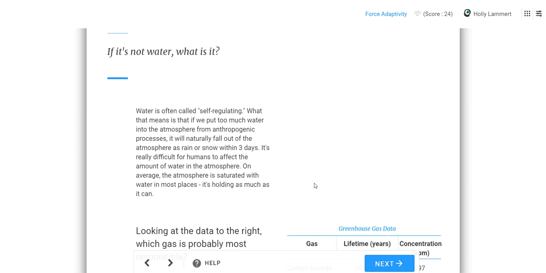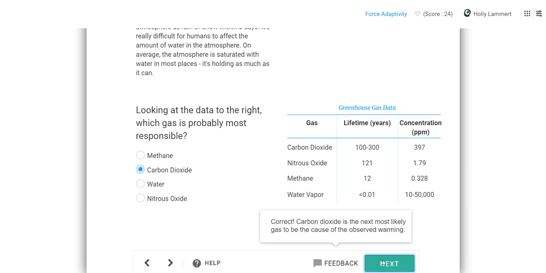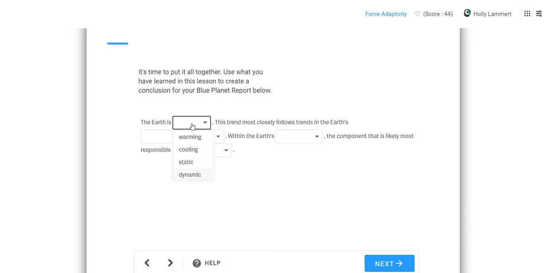All right, so if it's not water, then which is it? Which one of these has the next longest lifetime in the atmosphere, or has the longest lifetime and the highest concentration? That would be carbon dioxide. So let's put it all together. The Earth is warming. The trend most closely follows the Earth's atmosphere. Within the Earth's atmosphere, the component most likely responsible is carbon dioxide.